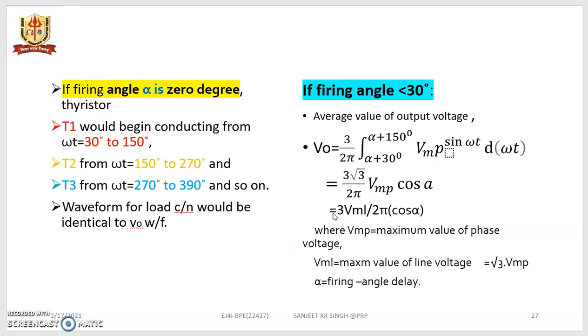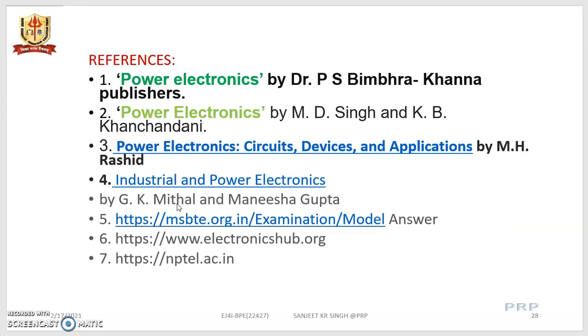and the output voltage can be given as 3 VML by 2 pi cos alpha, where VMP is the maximum value of phase voltage and VML is the maximum value of line voltage, that is √3 VMP, and alpha is the firing angle delay. These are the references.